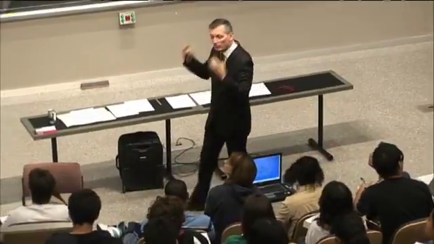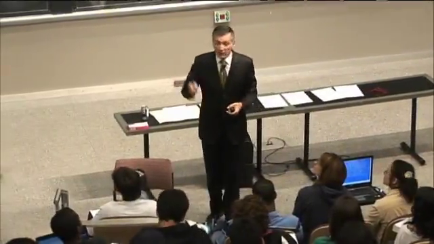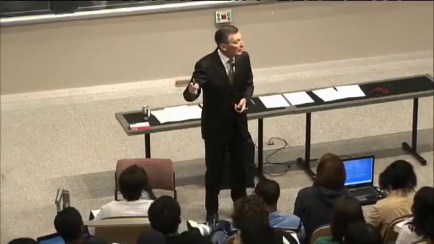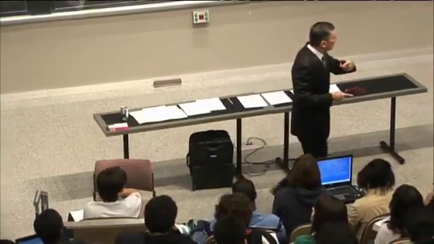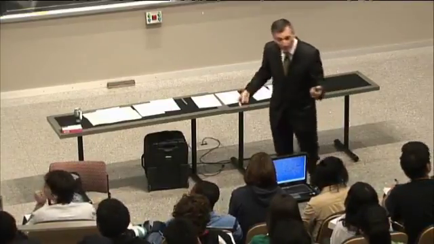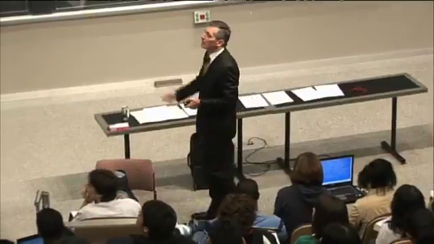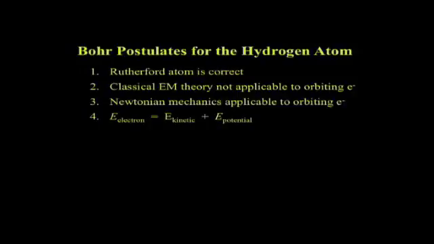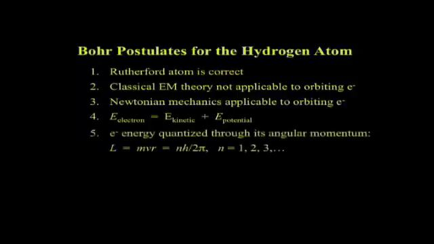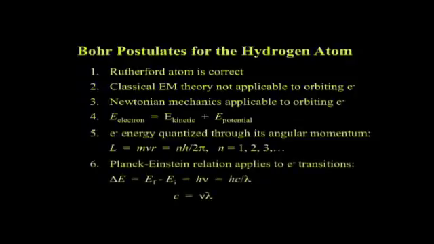We're going to build a model, we're just going to try these ideas out, and if they're crazy, how are we going to know they're crazy? Because there's going to be data that refute them. But if we get data that supports all of this, then there's only one conclusion. This thing makes sense, up to a point. The energy of the electron is a conservative system. It's bound as kinetic plus potential. The quantization is through angular momentum. And lastly, the Planck-Einstein relation applies to electron transition.